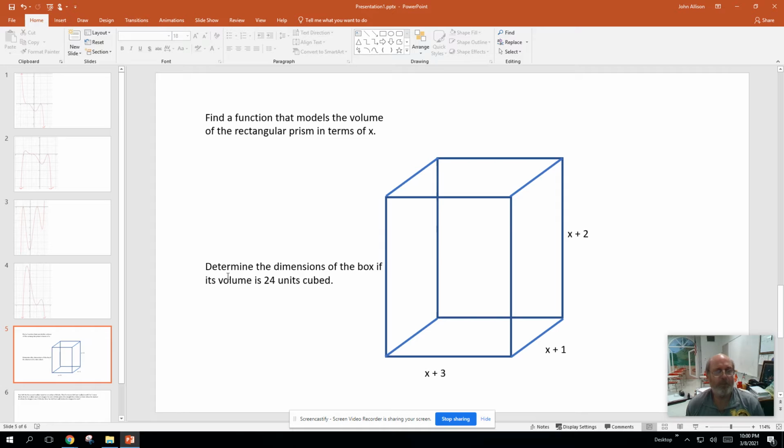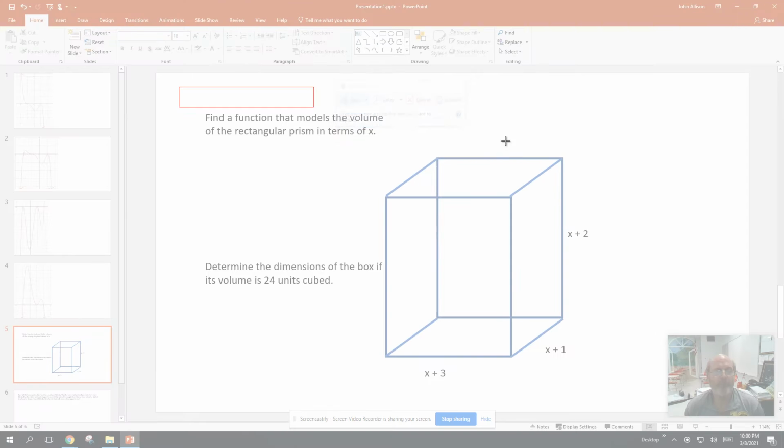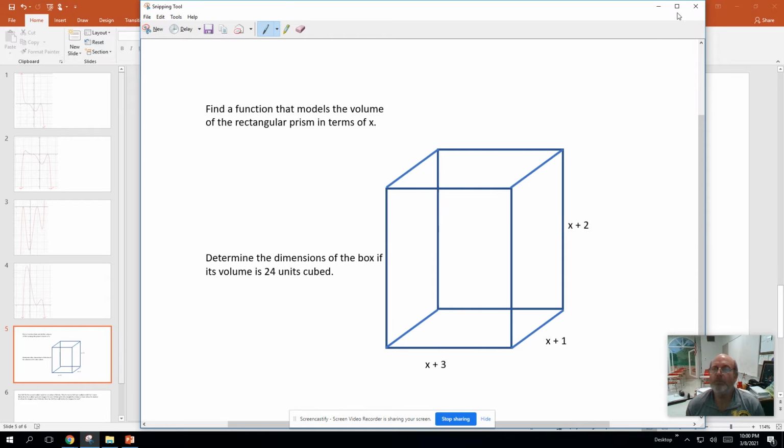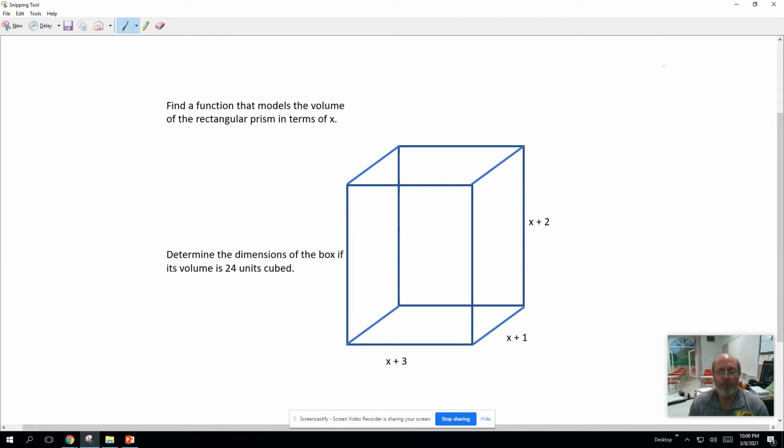If we take a look at a couple of problems I've written here, we have a rectangular prism that gives you the dimensions in terms of x, where you have x plus 3, x plus 1, and x plus 2. And we're asked to find a function that models the volume of a rectangular prism. And recall, let's get some space we can write on here. Recall that the volume of a rectangular prism is equal to the length times width times height.